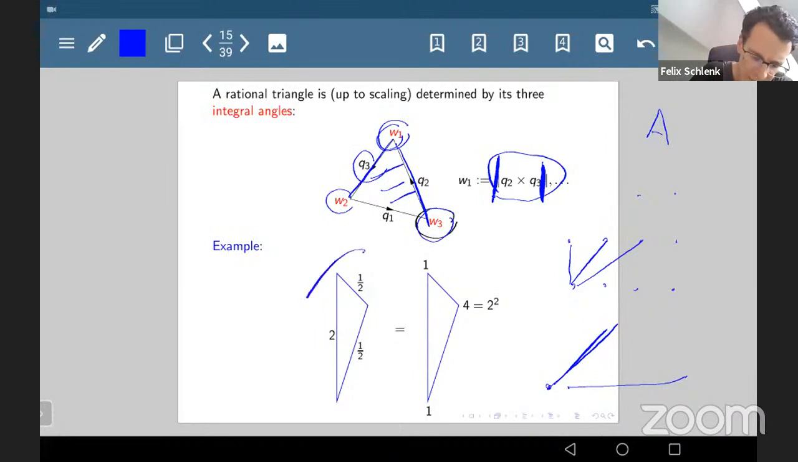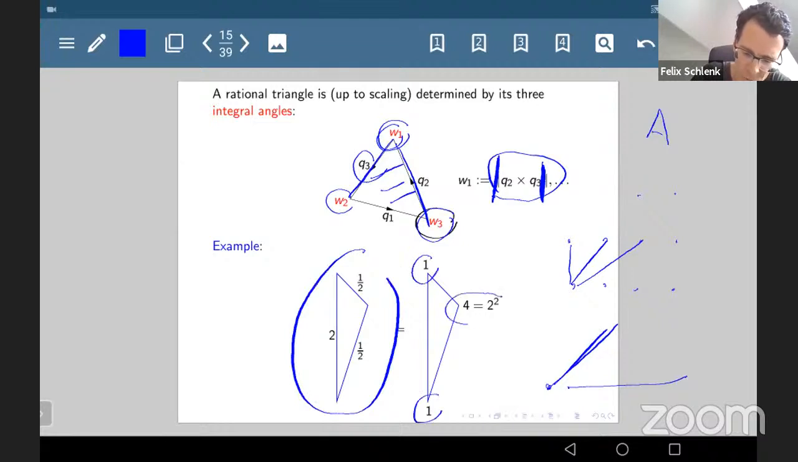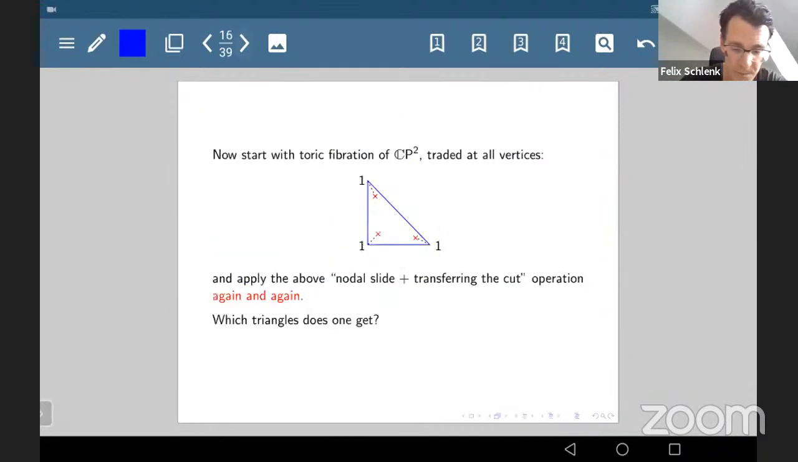So instead of thinking of this triangle, I think of this. It's clear that here are ones, and the 1 minute computation tells you that here the new weight is 4. And 4 is 2 to the 2, and this will be very important. Okay, so from now on, the triangles I create in this way, I encode by these integral weights.